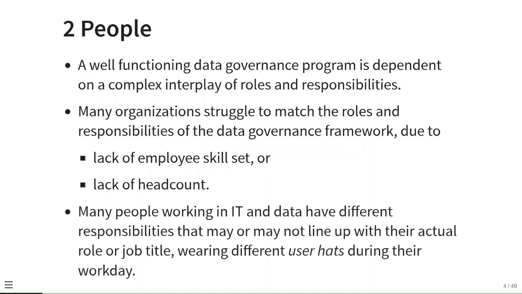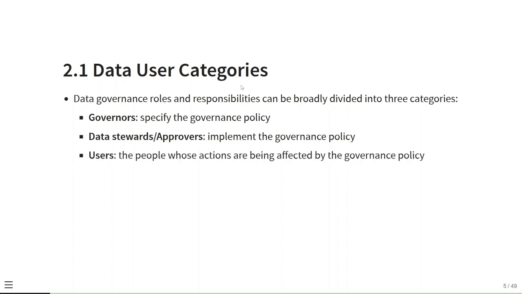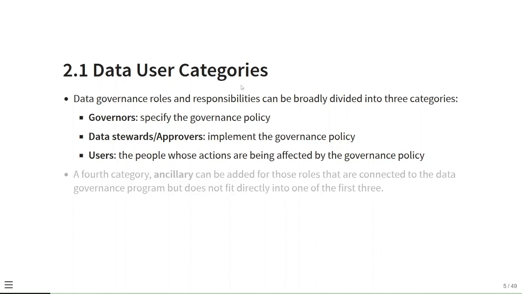Many people working in IT and data have different responsibilities that may or may not line up with their actual role or job title, wearing different user hats during their workday. Data governance roles and responsibilities can be broadly divided into three categories: governors, who specify the governance policy; data stewards or approvers, who implement the governance policy; and the users, the people whose actions are being affected by the governance policy. A fourth category, ancillary, can be added for those roles that are connected to the data governance program but do not fit directly into one of the first three.